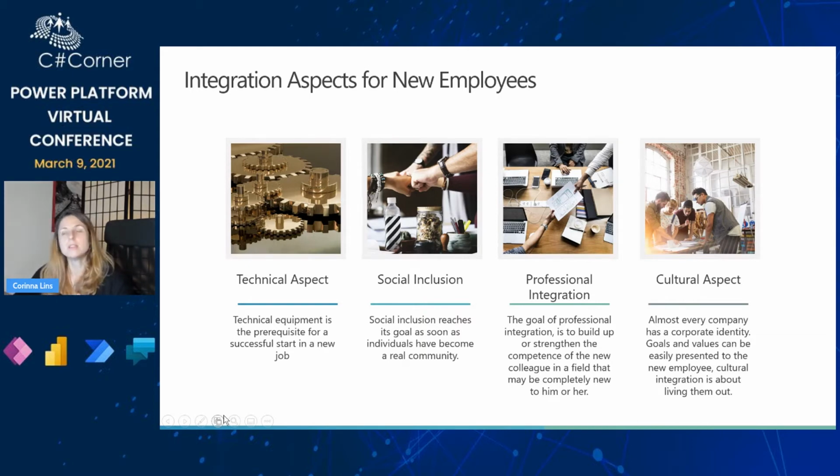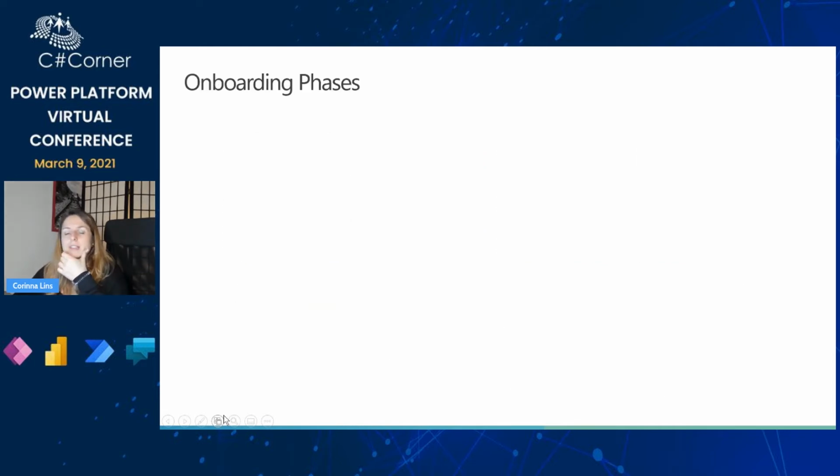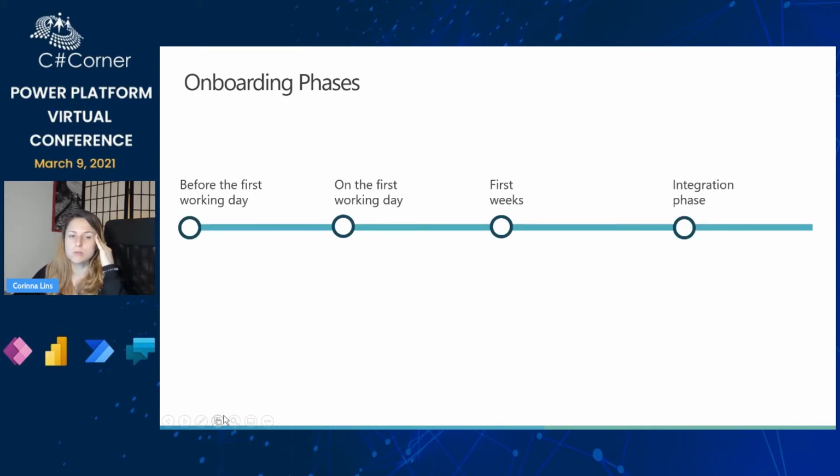Yeah, so before we start with the demo, I just want to talk a little bit about onboarding phases because it's also important for the process when you implement the onboarding process. So you have 4 phases. The first phase in the onboarding is before the first working day. Then you have the first working day, the first weeks, depending on the company. There can be 2 weeks or 10 weeks, depending on the size of the company. And then you have the integration phase that takes a little bit longer.